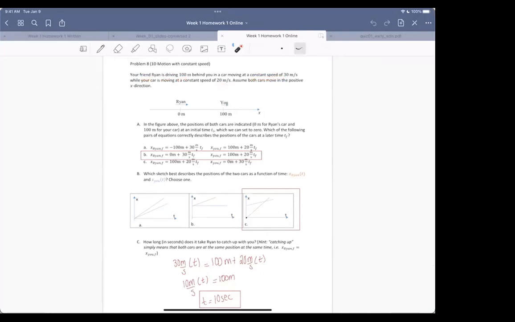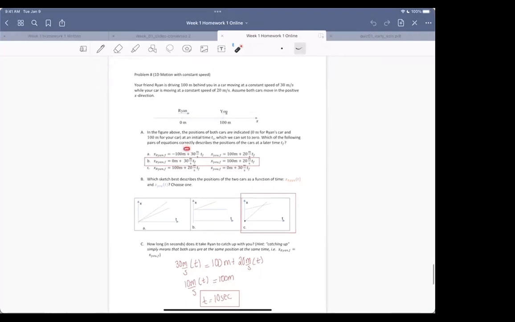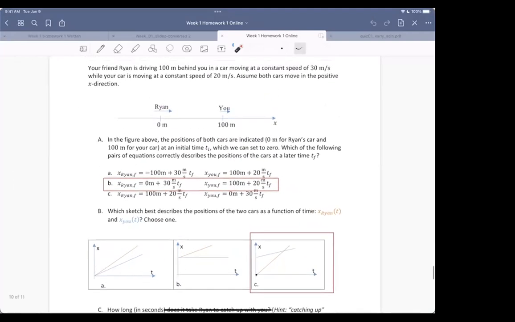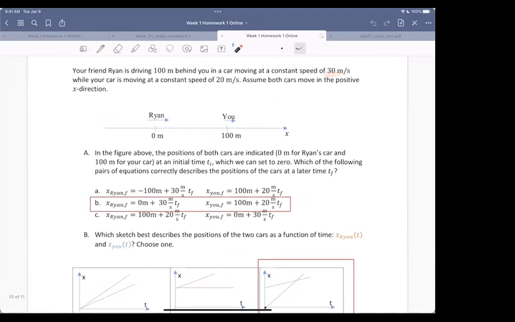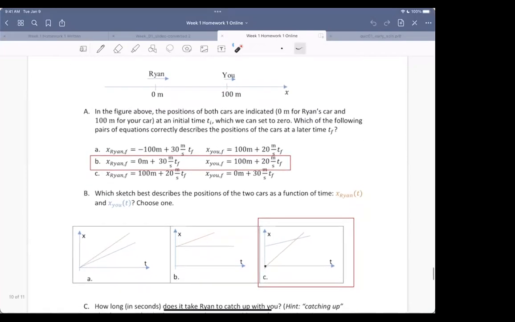So it's asking you, which of the following pairs of equations describe the positions of the cars at a later time? So if Ryan is at 0 meters and he's traveling at a constant 30 meters per second, what equation models his final position? And then if you started at 100 meters and you're traveling at 20, what's your final position? So for Ryan, he starts at 0. He's traveling at 30 meters per second. If we want to figure out his final position, we can multiply his velocity, the 30 meters per second, by time.